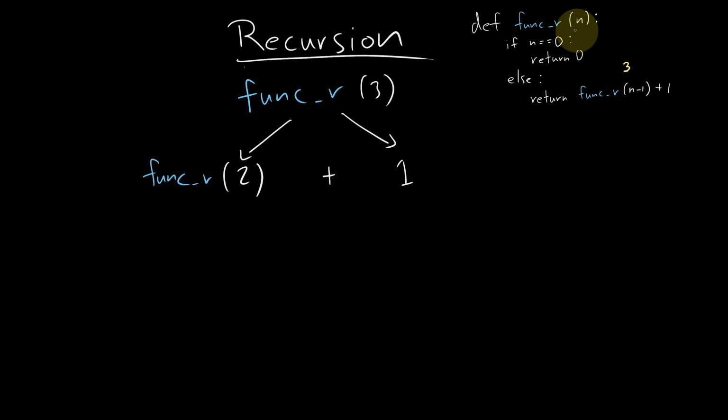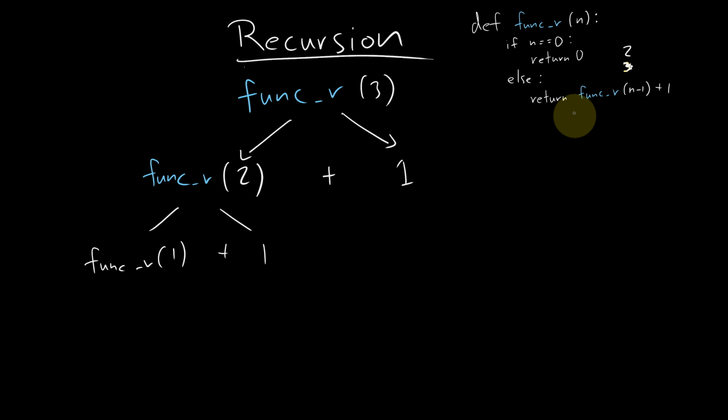So what's function R of 2? Let's see, n becomes 2, it's not 0. So I do the else statement again, same thing, but this time it will be 2. So what's 2 minus 1? It's function R of 1 plus 1, like this. And then what happens next? You guessed it, we do it again.